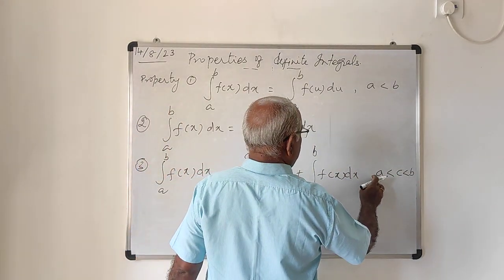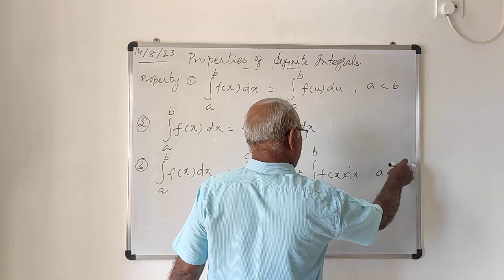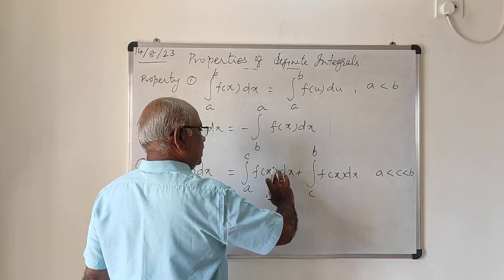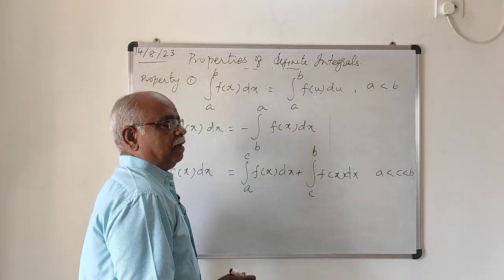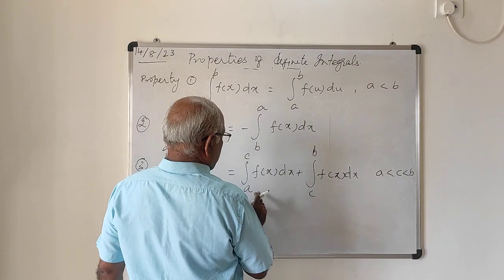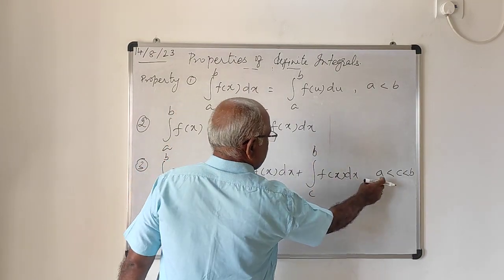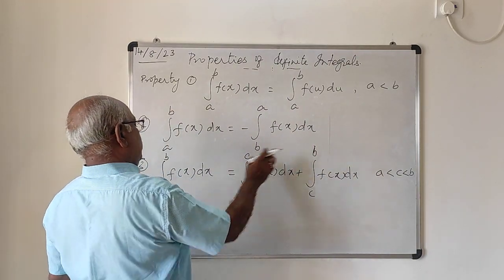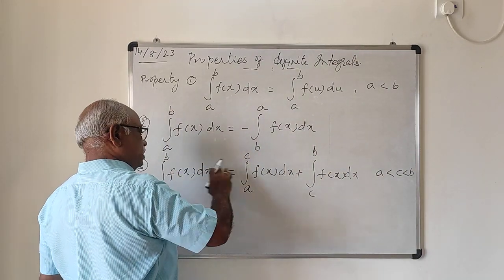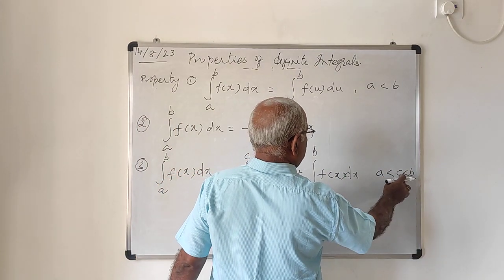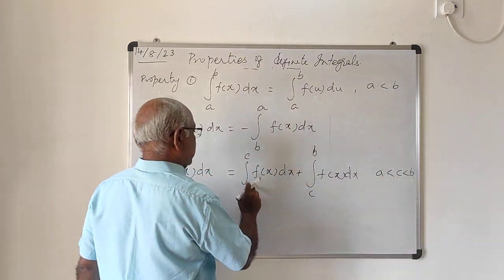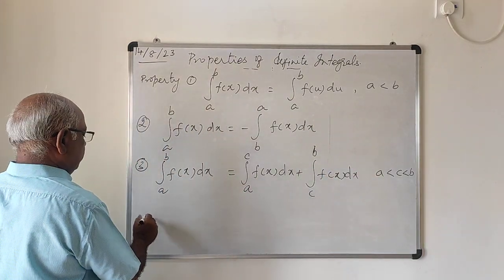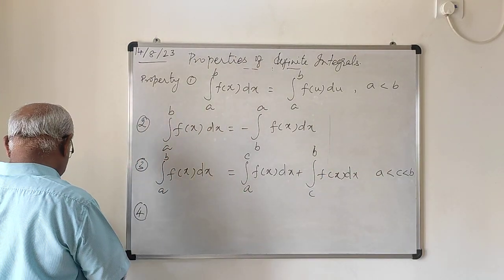So for the integral from a to b of f of x dx, if you find one more value in between a and b, the limit of the integral is split into two integrals by introducing the limit c: integral a to c f of x dx plus integral c to b f of x dx. So a to c plus c to b. We can split the limit a to b by using c into two integrals. That is property 3. Next one, property 4.